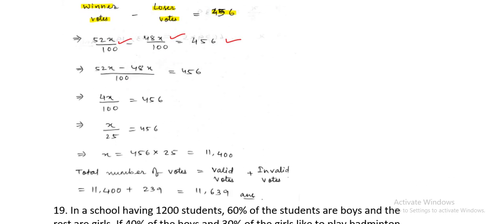So we will write here 48x by 100, that is equal to 456. Now 100 LCM will be 100, so 52x minus 48x equals 456. Now 52 minus 48 will be 4x. 4x by 100 is 456.